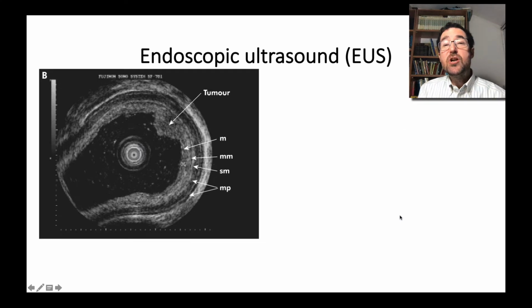An investigation that you often see discussed in the literature and recommended is endoscopic ultrasound, which is a very good way of differentiating between very early and early stage tumors. You can see how much the tumor invades into the esophageal wall.